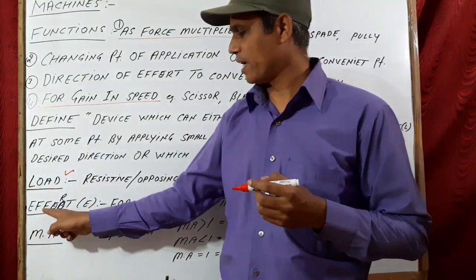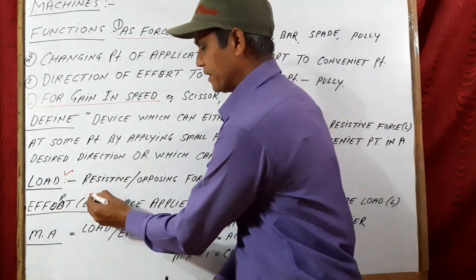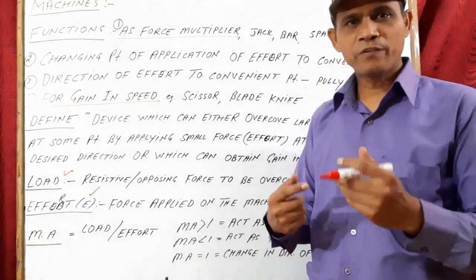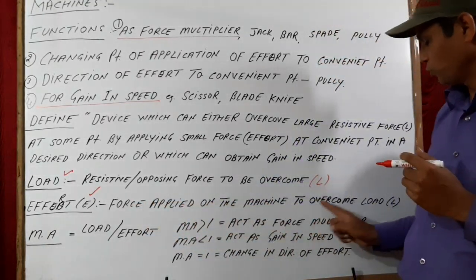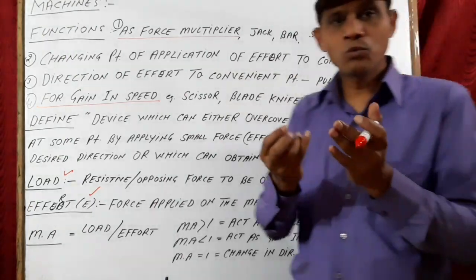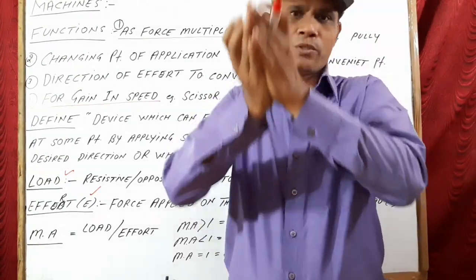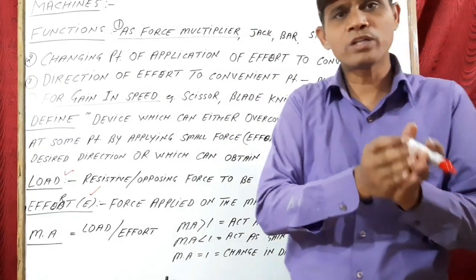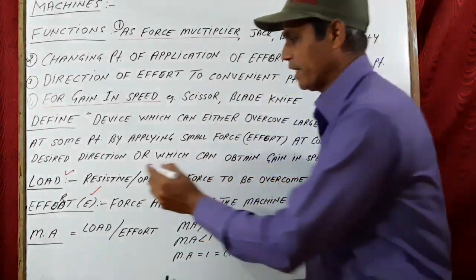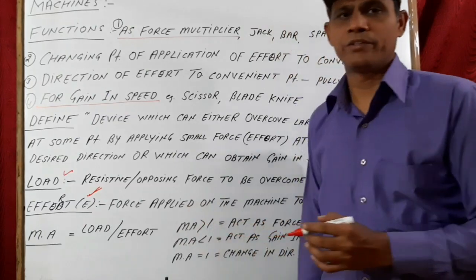Then the next is effort. It is represented by letter E. Effort is what? Force applied on the machine to overcome the load, or you can say to lift the load. The force applied on the machine to overcome the load is known as effort.